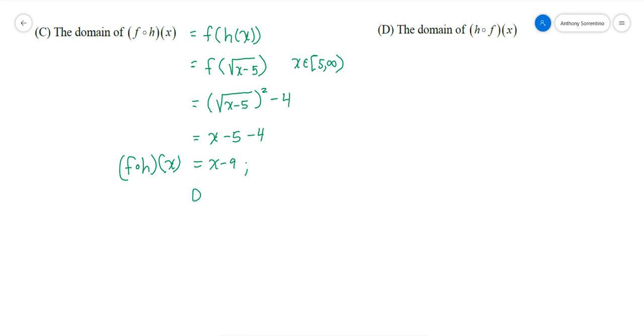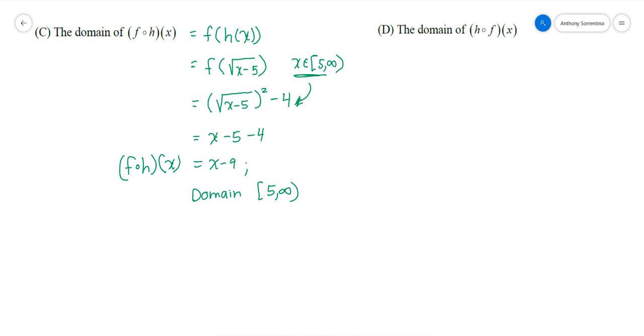I have to say that my domain for this is 5 to infinity, because if the square root of x minus 5 did not exist, then I would not have been able to do this problem. So I have to be aware of that and be careful about that. So that restriction is not going to go away here. That has to occur for me to be able to even do the composition. So basically this had to occur up here before this was allowed to be done.